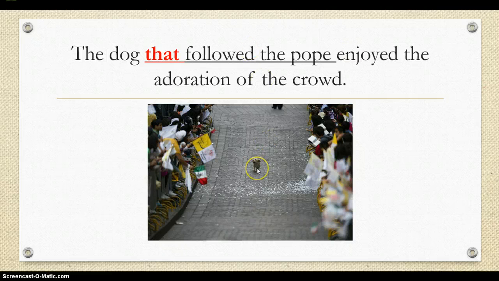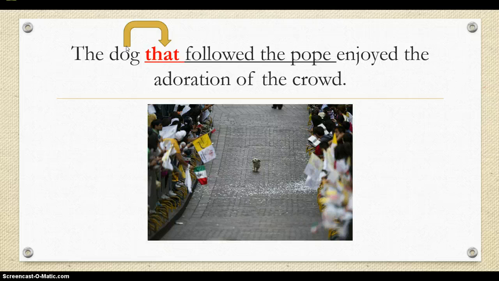And the last picture is this cute puppy who followed the Pope in Mexico and got more applause than Pope Francis himself because he's so cute. He stole Pope Francis's thunder. The dog that followed the Pope enjoyed the adoration of the crowd. That followed the Pope is your relative clause. That is your relative pronoun, and it's following the antecedent dog.